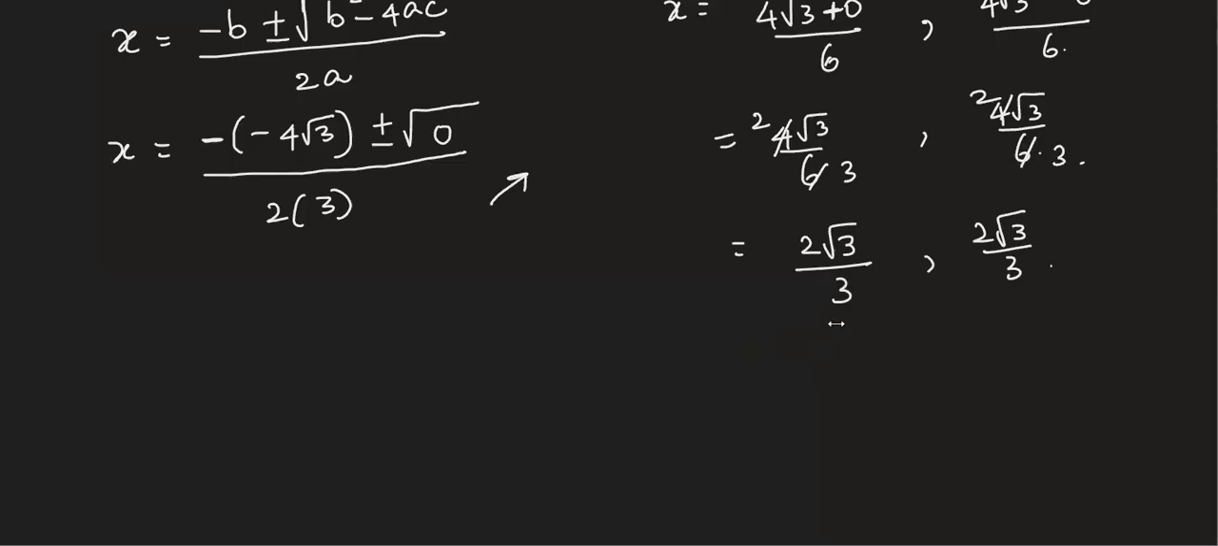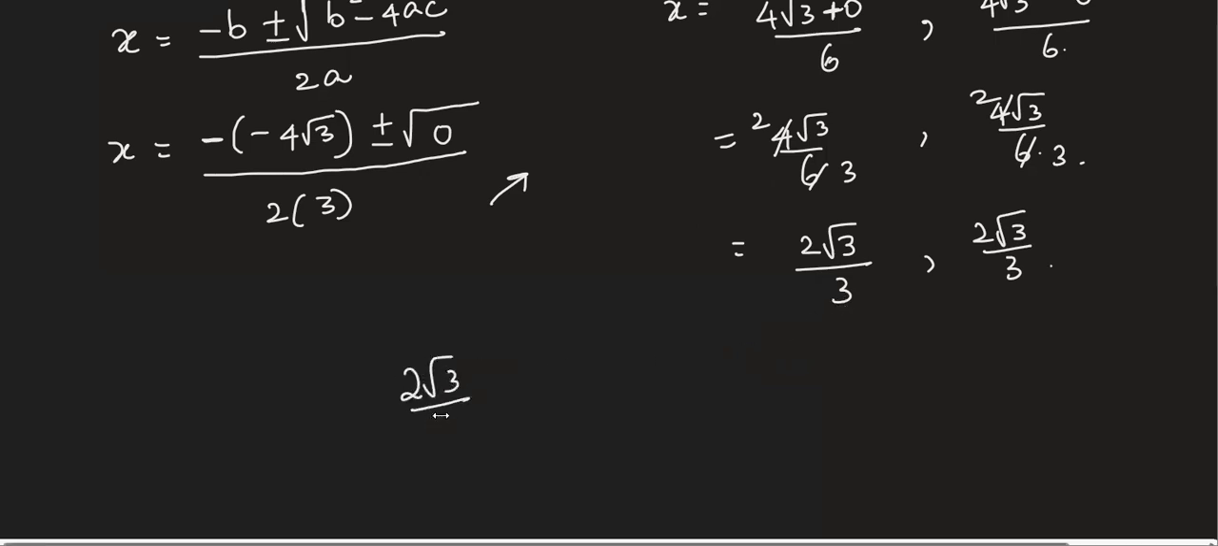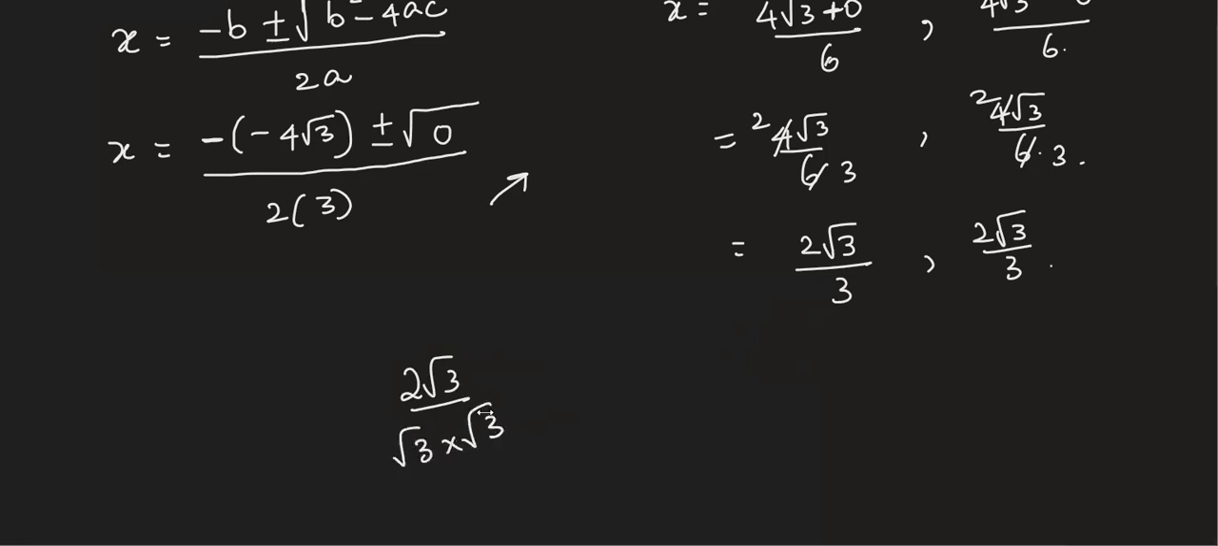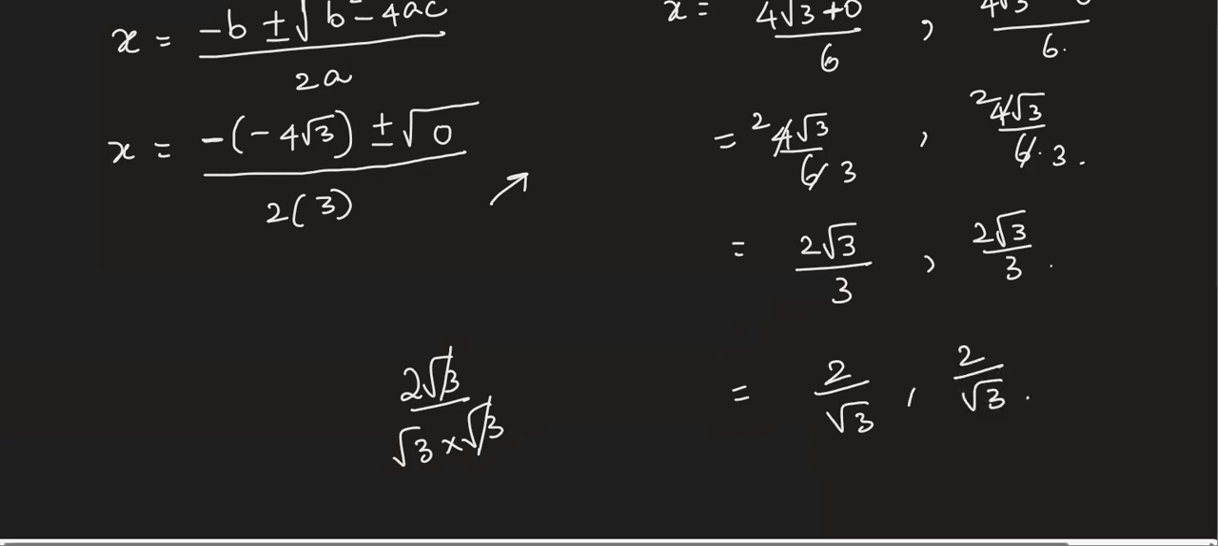So we can simplify this one further also. Now, how do I simplify? So this is 2 root 3 by 3, right? So this 3 can be written as root 3 into root 3. Okay, now let's cancel 1 root 3, 1 root 3. So the final answer after simplification will be 2 by root 3. And the other answer also will become 2 by root 3. Okay, now this is the answer for question number 2.